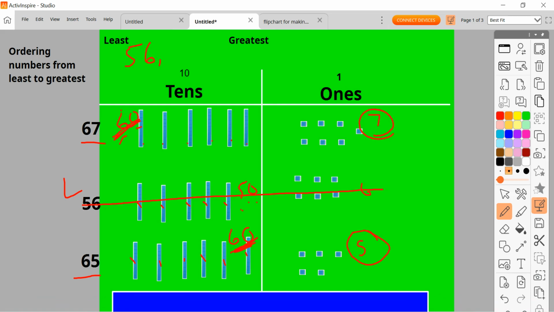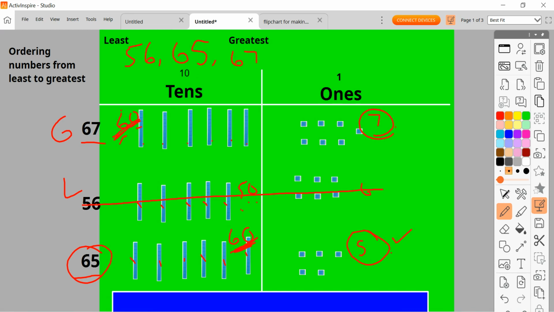We're working from least to greatest, so we need to figure out the next smallest number. I'm comparing 7 and 5. Which number's smaller? That's right, 5 is smaller. So 65 comes after 56, which means that our greatest number is 67. So from least to greatest, or smallest to largest, we have 56, 65, and 67.